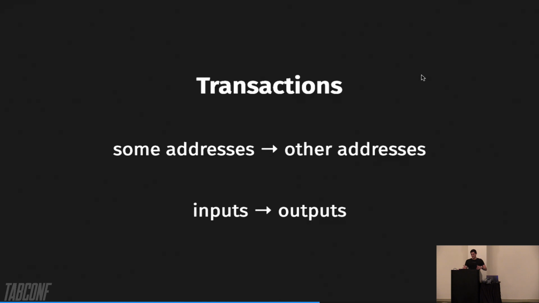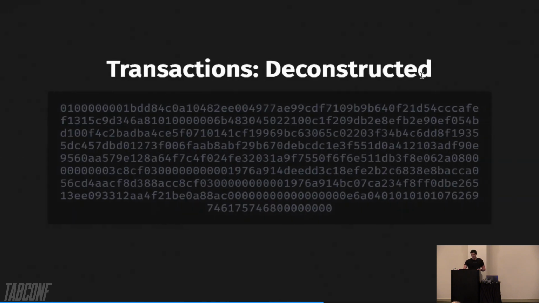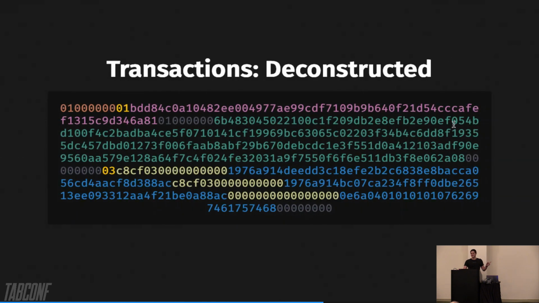Inputs to outputs, right? So this is actually what a transaction looks like. It is a block of data that looks a little bit like that. And here I've highlighted some of the individual pieces. On the next slide, we're going to break it out a little bit more. But I wanted to show you this so that you have an idea of where we're getting to. When we write scripts, we're actually writing a big piece of what's in this transaction.